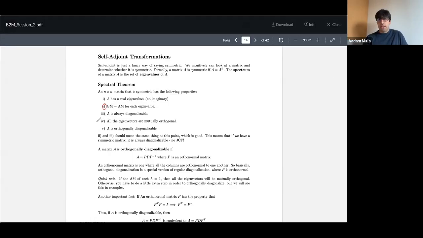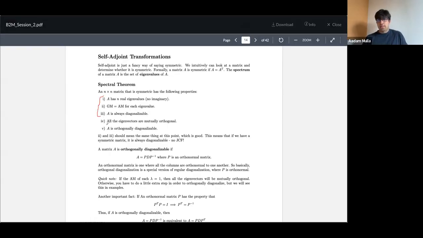GM equals AM for each eigenvalue. And to be honest, I shouldn't have even put 2 and 3 in the same one because these mean the same thing, right? They imply each other. If GM equals AM for all eigenvalues, then A is diagonalizable. This is really nice. This tells us that an n by n symmetric matrix is always diagonalizable. We never have to worry about Jordan form. Okay? So that's the first stage of it.